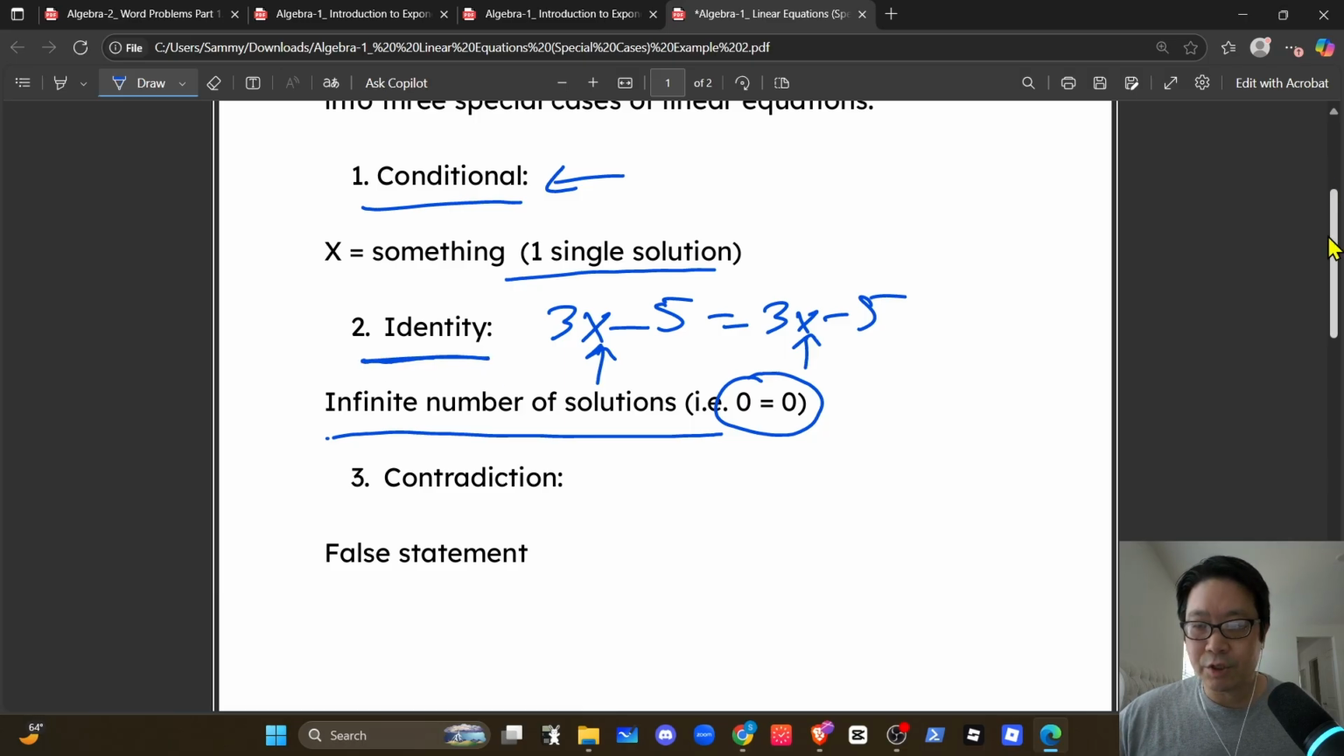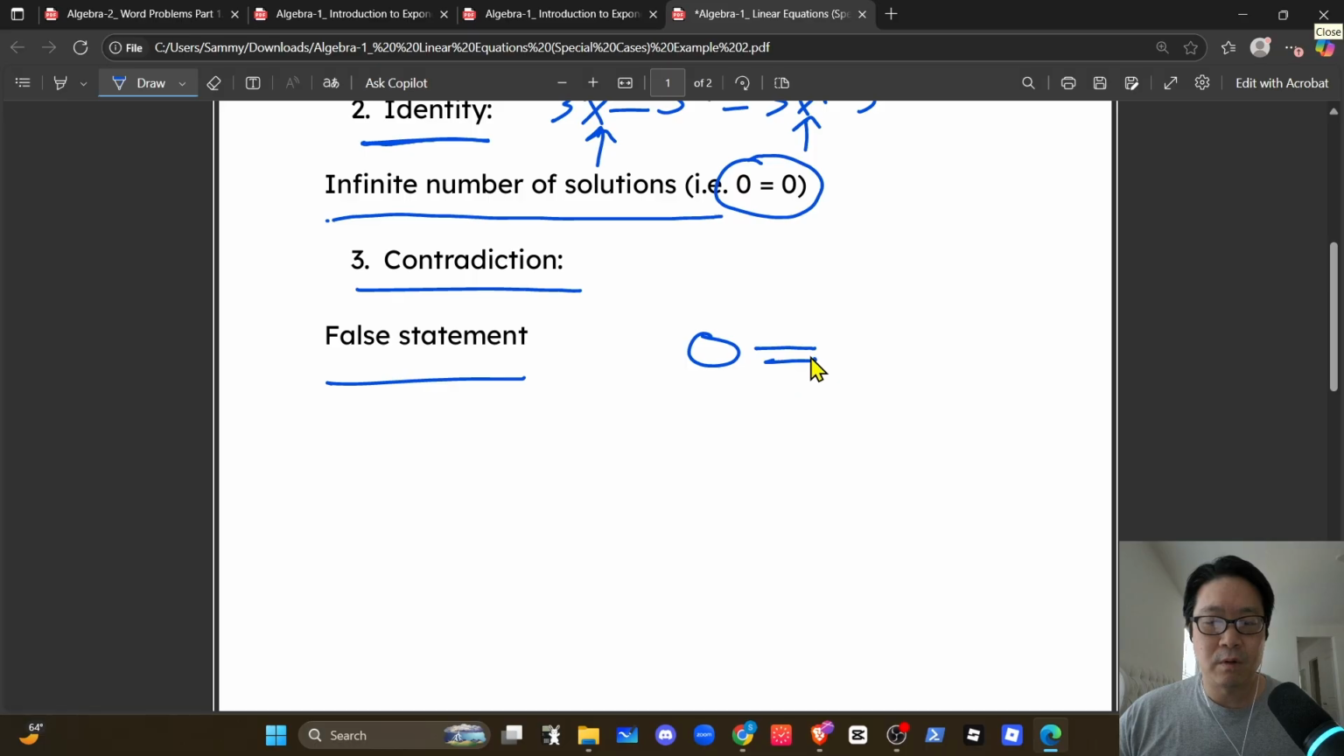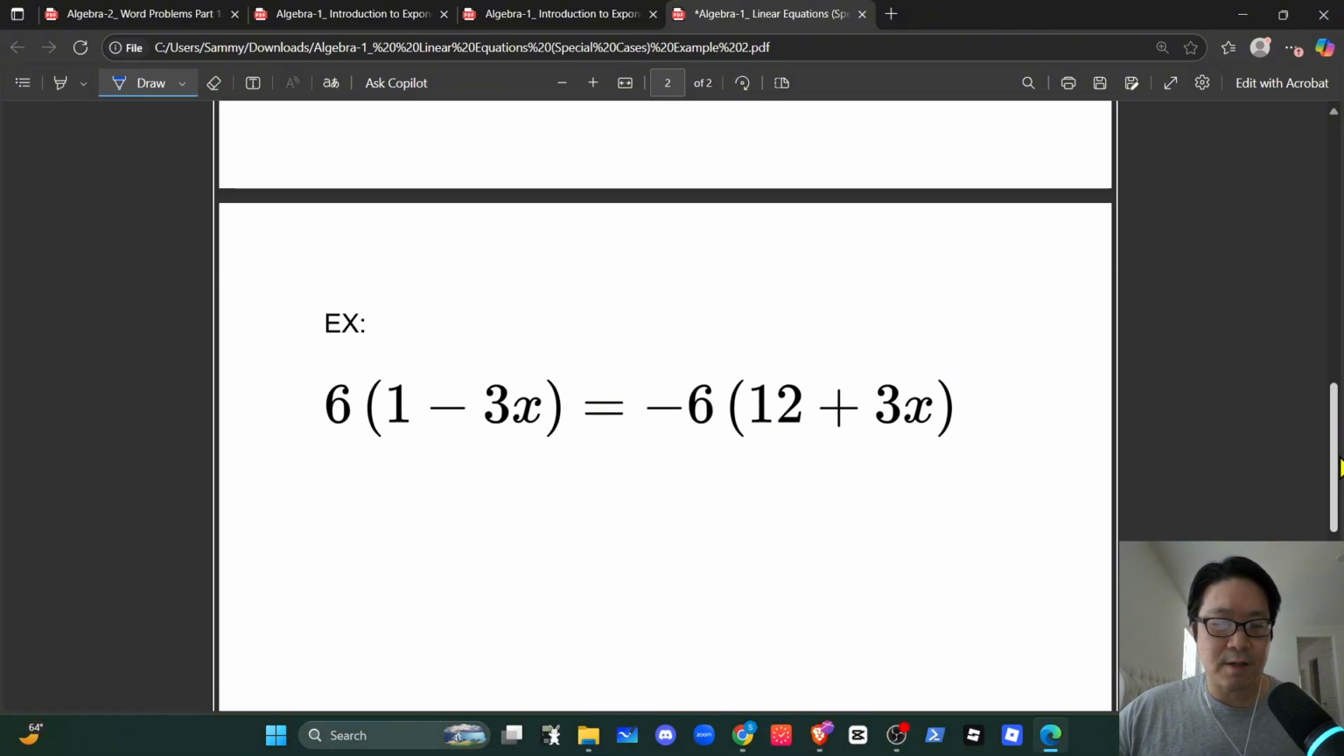The third situation is called a contradiction. And this is when you get a false statement like 0 equals 5, where it's obvious that 0 does not equal 5. So this is called a contradiction. So let's go over the example.